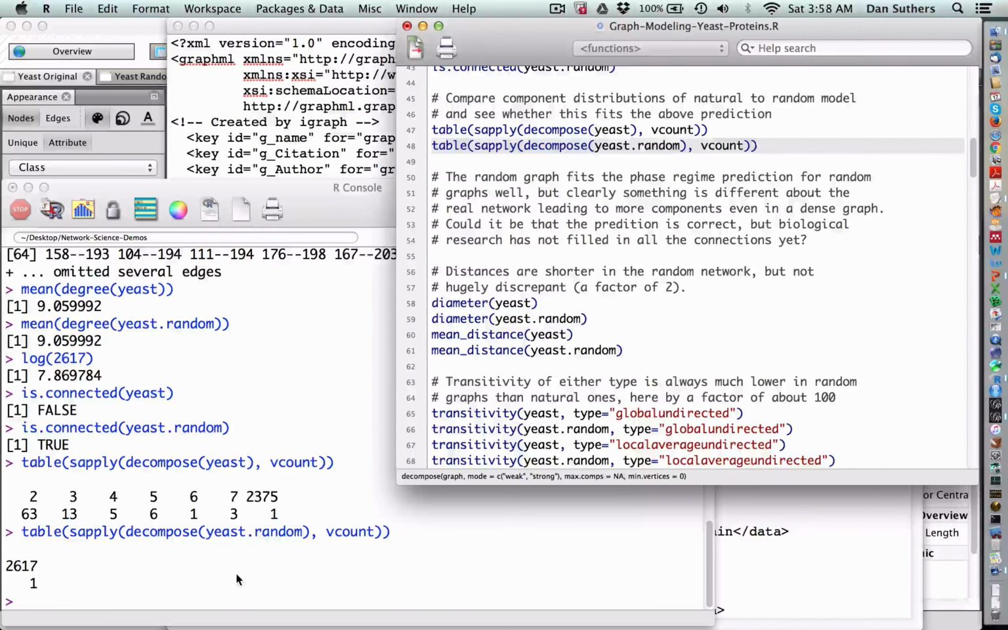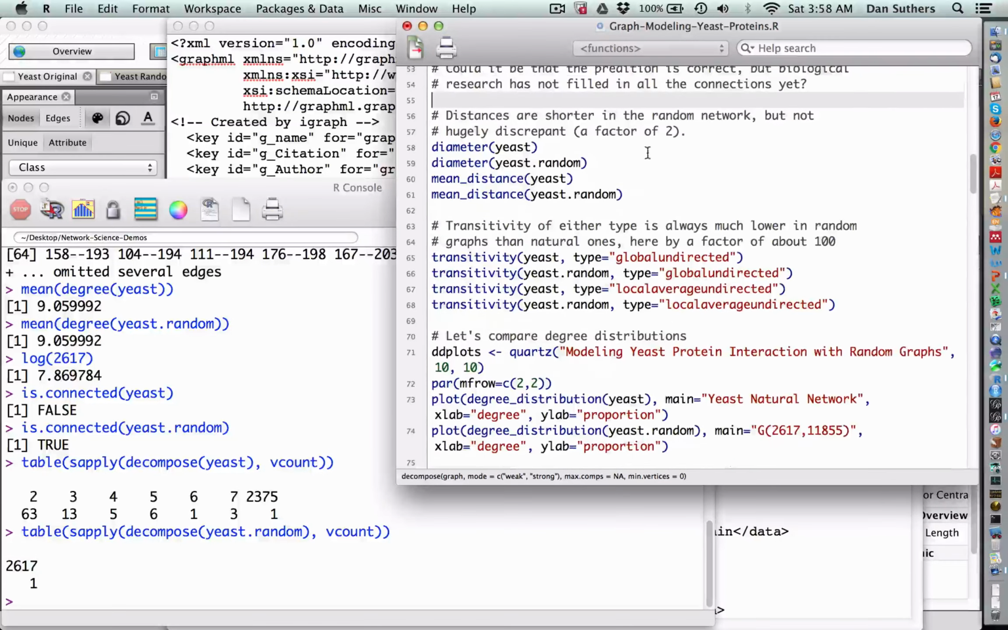The fact that the natural graph is not fully connected suggests that there's something different about the random graph, although I wonder if it just means that we haven't done enough research to fill in all the relationships between the proteins. Interesting question. But let's look at some other things.